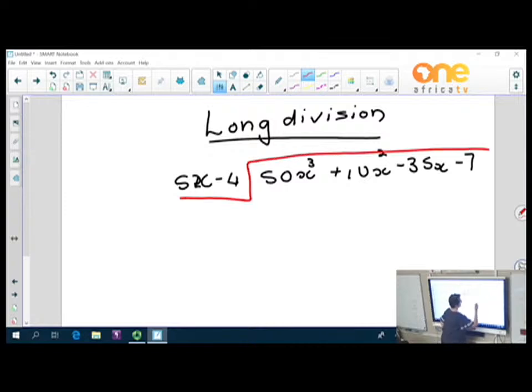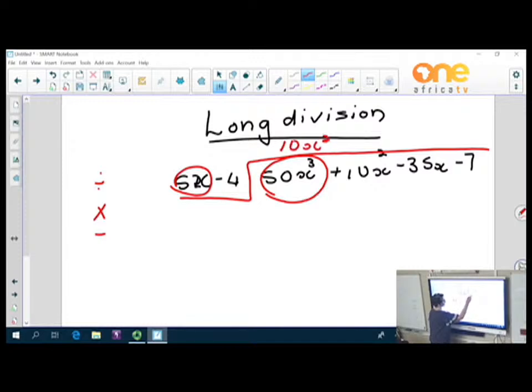So this is now an expression where we start with x to the power of 3. It works exactly the same. You're going to go through the same steps. Divide, multiply, subtract. So we are still going to ask, how many times will 5x divide into 50x to the power of 3? And that will be then 10x squared.